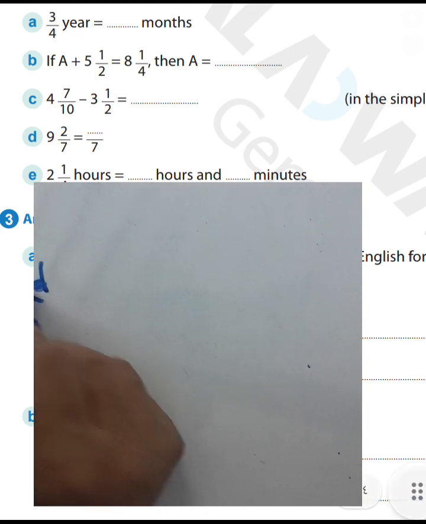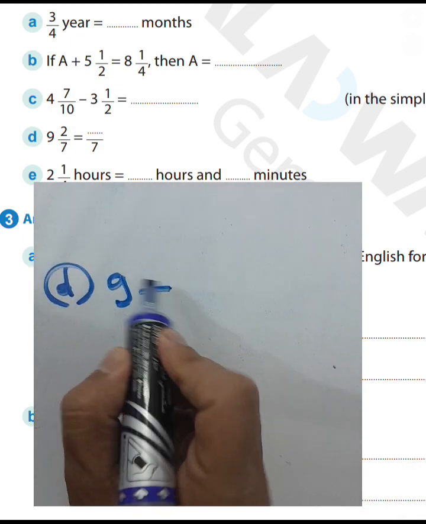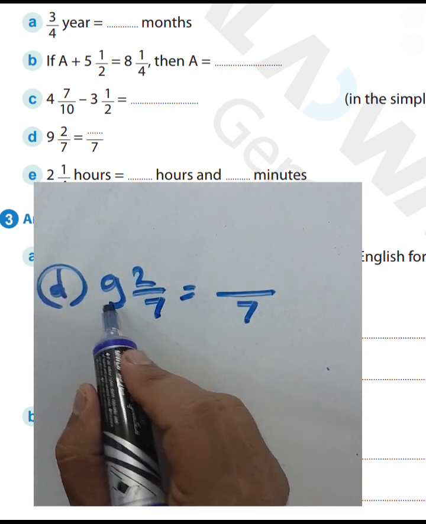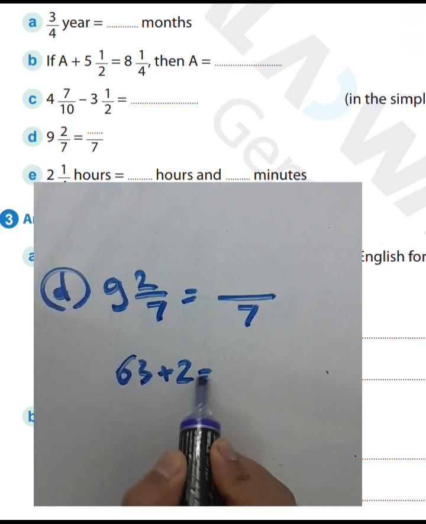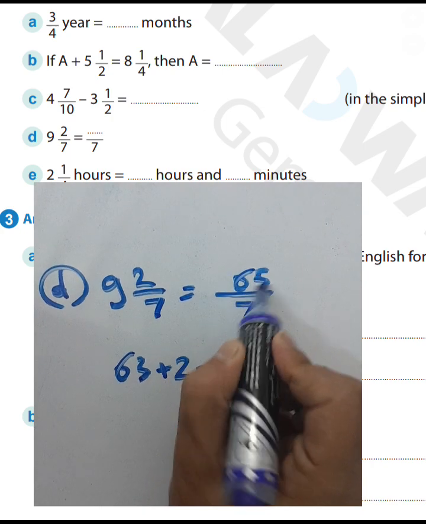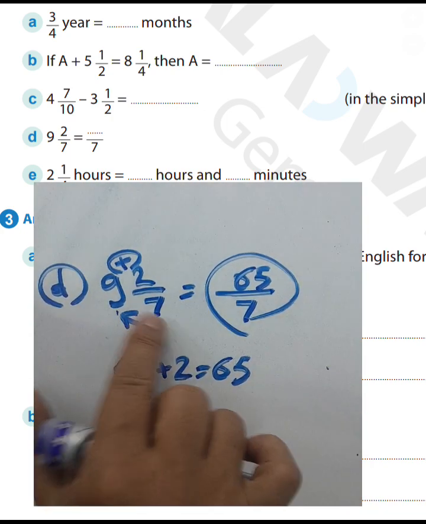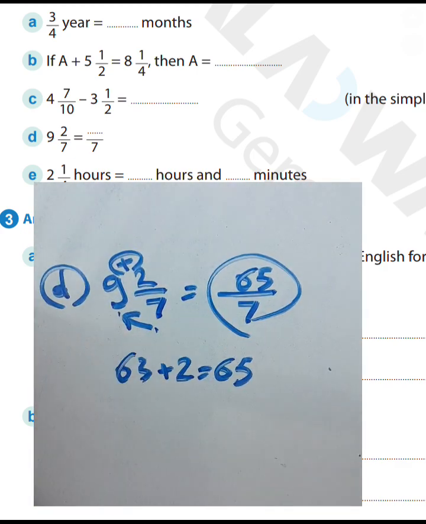Question letter D. 9 and 2 over 7 equals what over 7. Here 7 times 9 equals 63, 63 plus 2 equals 65. Okay, 7 times 9 plus 2: 7 times 9 is 63, plus 2 is 65.